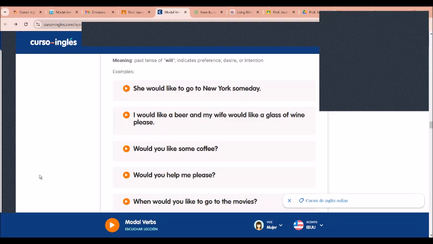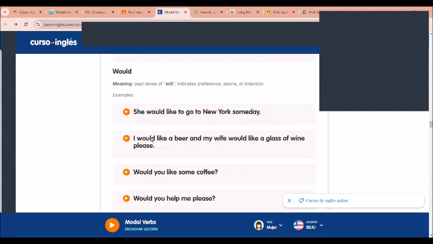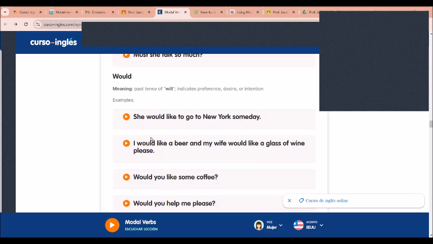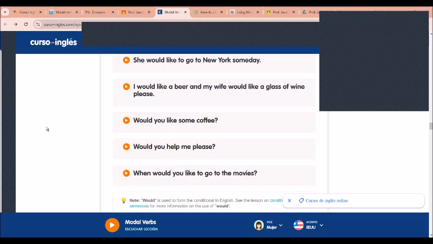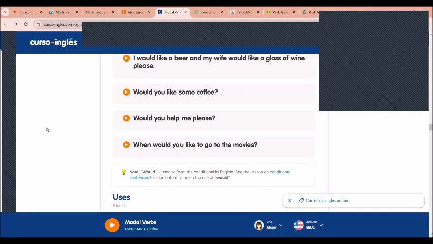Our natural sound in Spanish is more of a G sound, but this is a W sound. W. All right. And as it mentioned, it's like will in specifically expressing preferences, desires, and intentions, which is why it's perfect when we're talking in conditional sentences. All right, but we'll see those conditional sentences in the future.